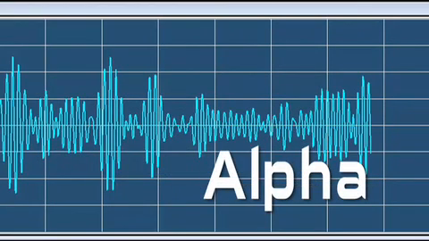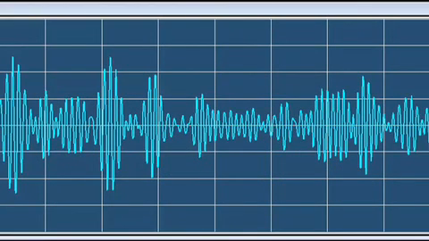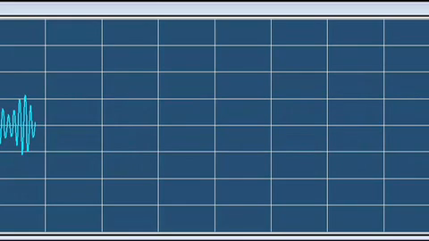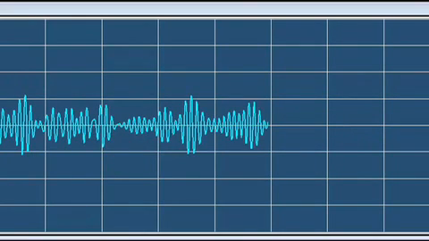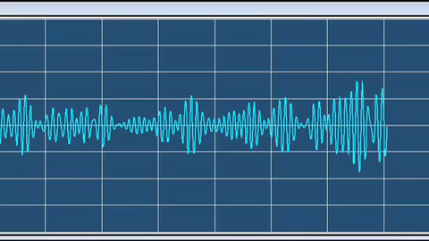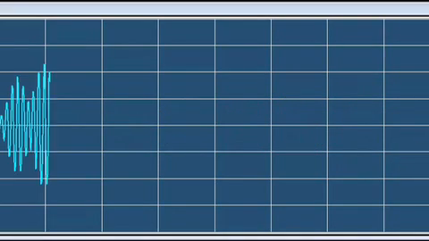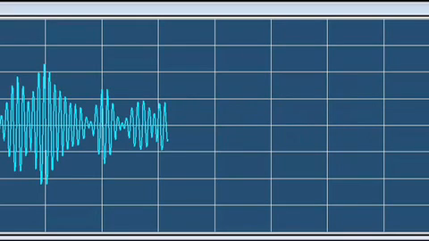Alpha waves are also known as the meditative brain wave. This is because when a person meditates, the brain waves shift to alpha. Alpha is associated with relaxation, calmness, and a sense of well-being. Alpha is also associated with the ability of the brain to enter deep sleep.